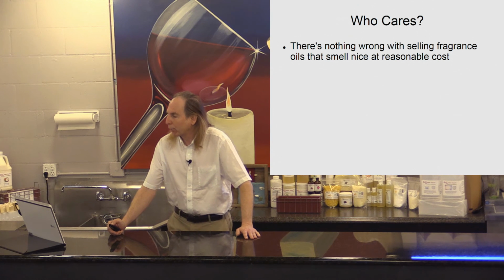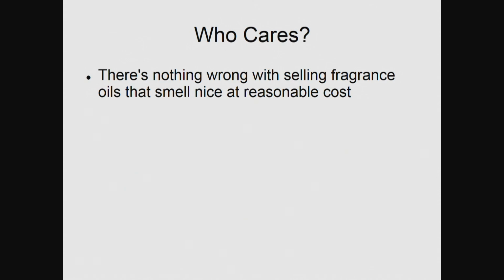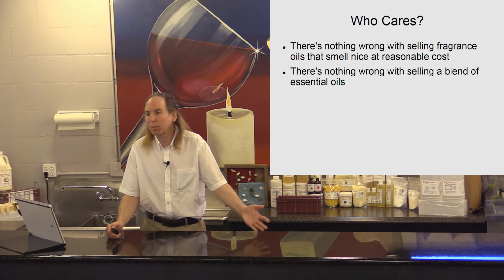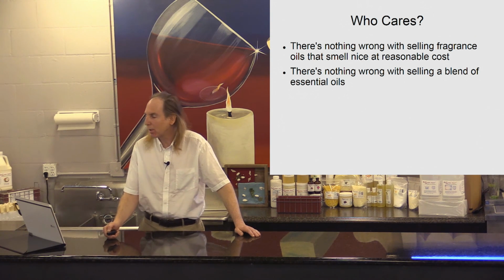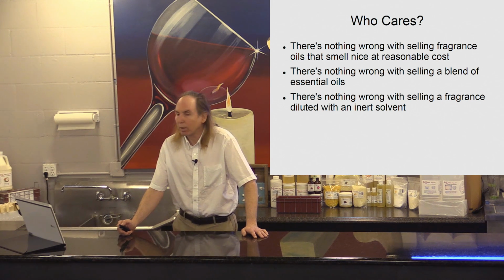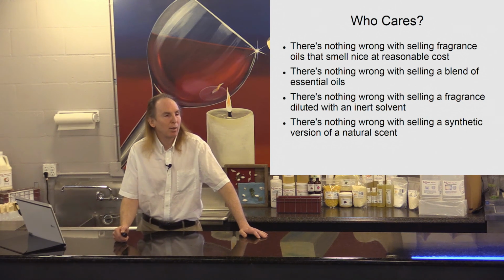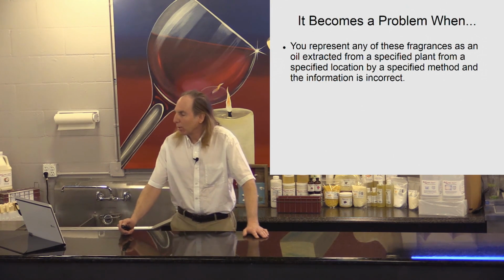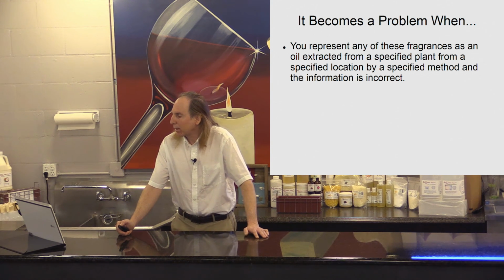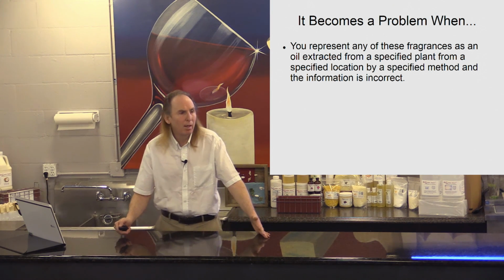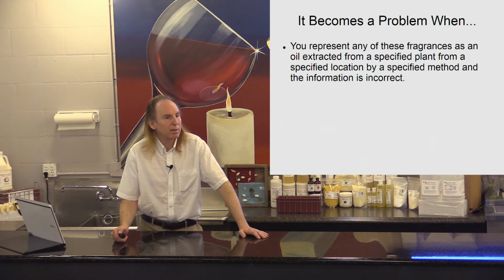So there's nothing wrong with selling a fragrance oil that just smells nice and it's at a reasonable cost and you like it and everybody's happy. There's nothing wrong with selling a blend of essential oils. You can blend geranium oil and lavender oil and sell it as a blend, and that's not a problem. Nothing wrong with selling a fragrance oil diluted with an inert solvent, as long as they tell you about it. There's nothing wrong with a synthetic version of a natural scent. The only problem comes when you label it as something other than what it is. So you can represent any of these as fragrances, but when you say it's extracted from a specific plant, from a specific location, by a specific method, those things all ought to be correct when you buy an essential oil.